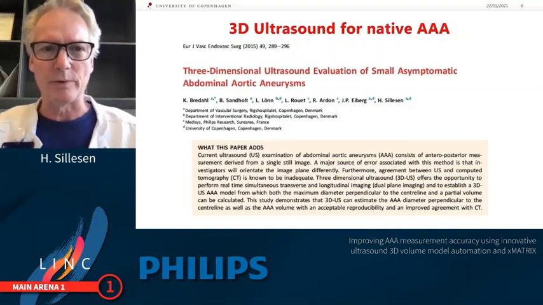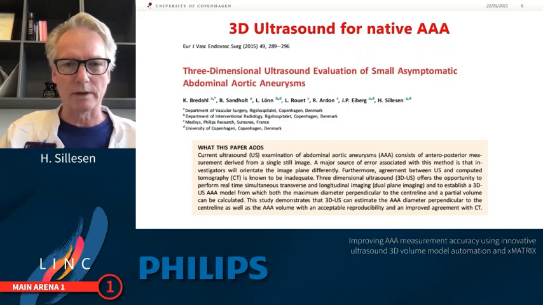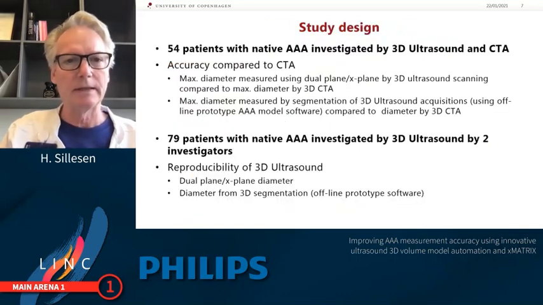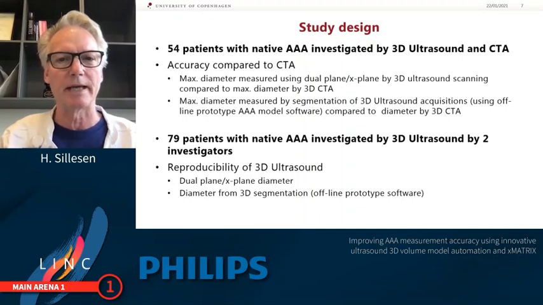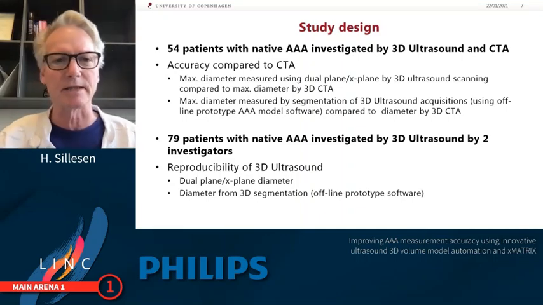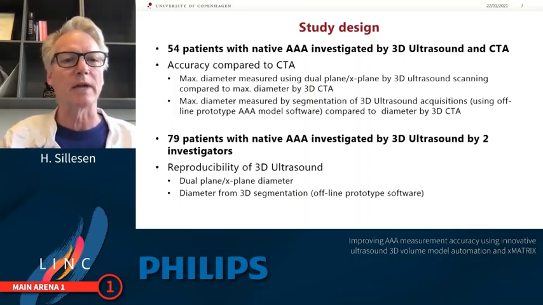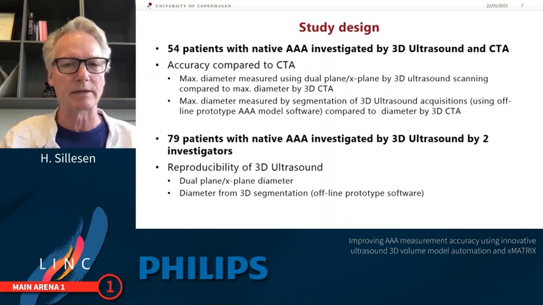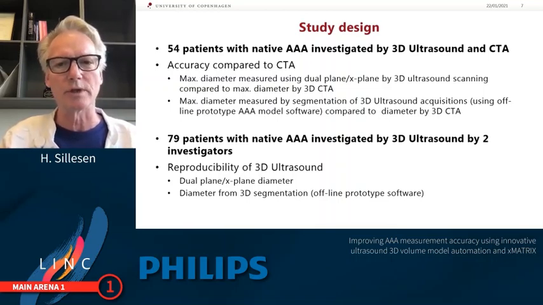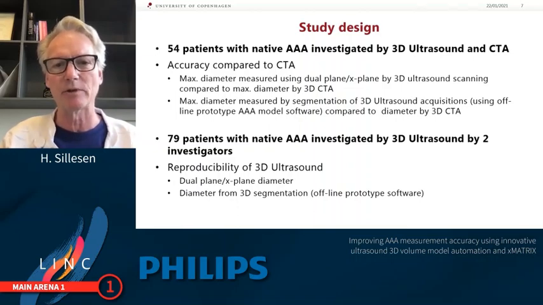So let's look at 3D ultrasound for native aneurysms. We did this work a few years ago where we looked at 54 patients with native aneurysms that were scanned both with 3D ultrasound and CT within 2 weeks. We compared the accuracy of diameter measurement using the X-plane or dual plane method, as I showed you, and also using the 3D acquisition with segmentation, both compared to diameter acquired by 3D CT.